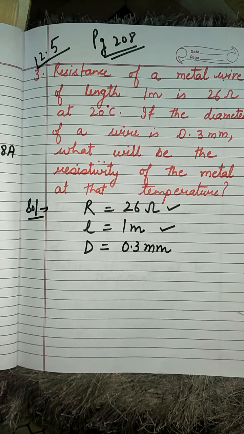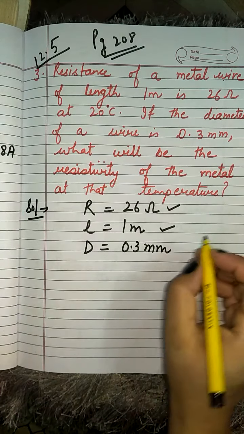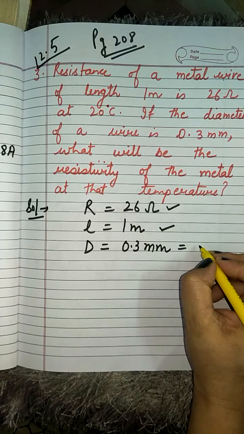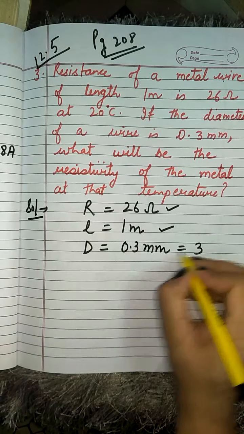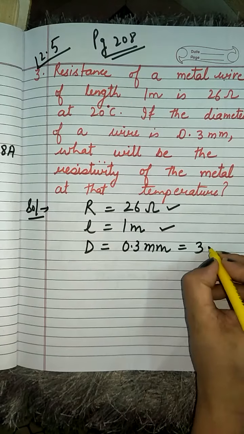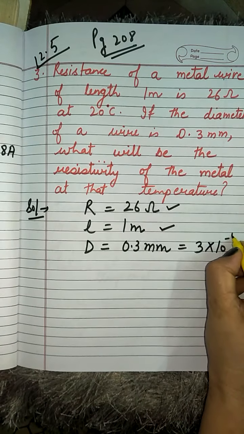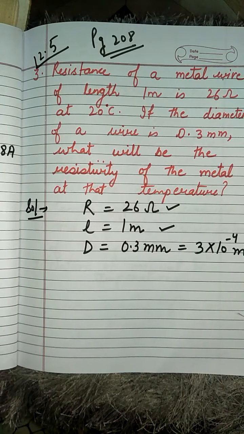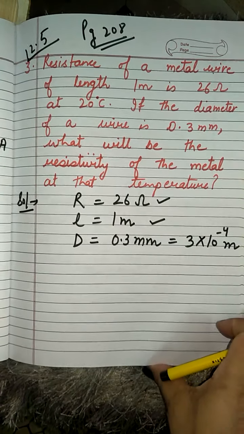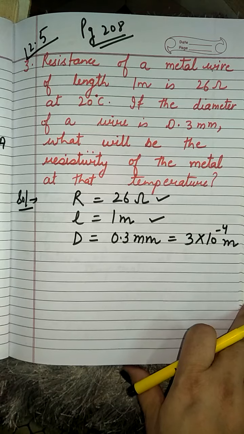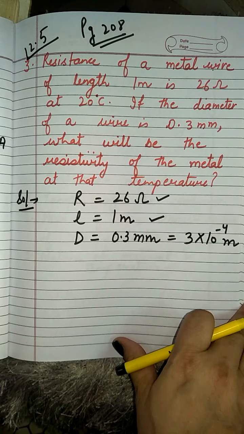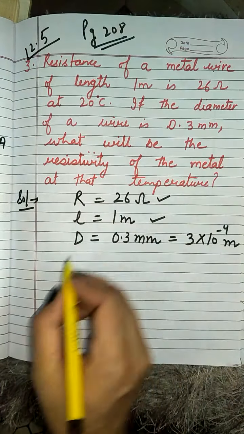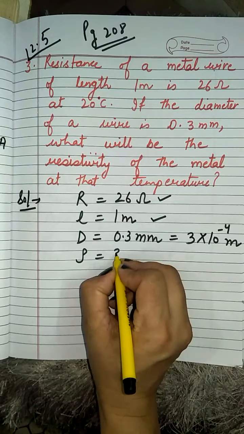And if the diameter of the wire is 0.3 millimeter. We know that to convert 1 millimeter into meter, we multiply it with 10 raised to power minus 3, and if we want to eliminate the decimal also, it will be 3 into 10 raised to power minus 4 meters. I hope these things are very clear to you. You are mature enough to understand this.